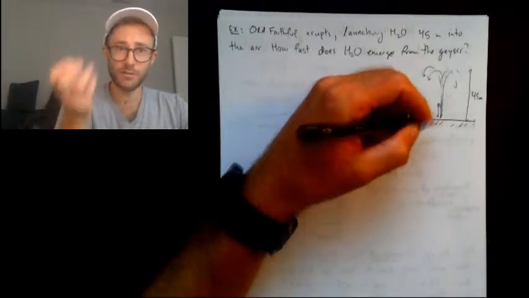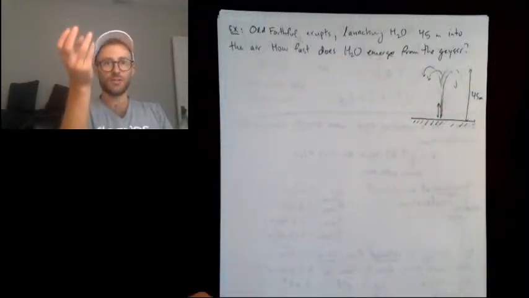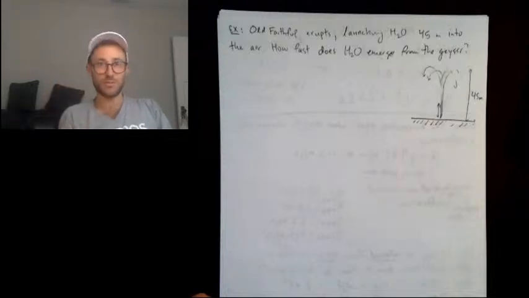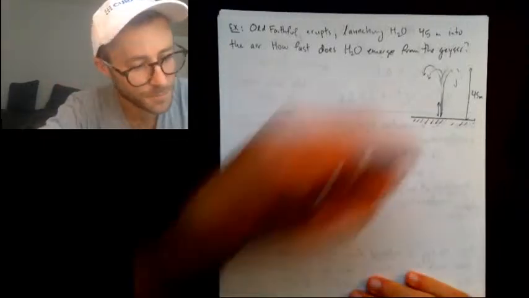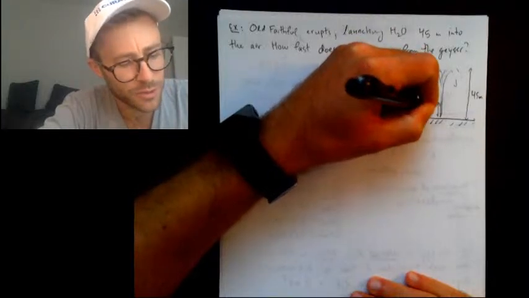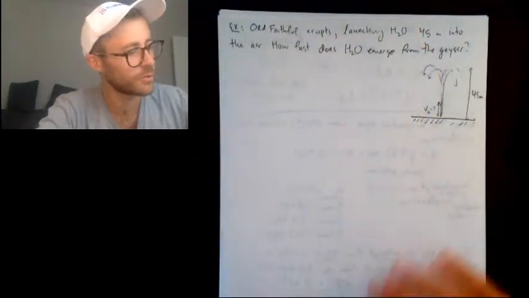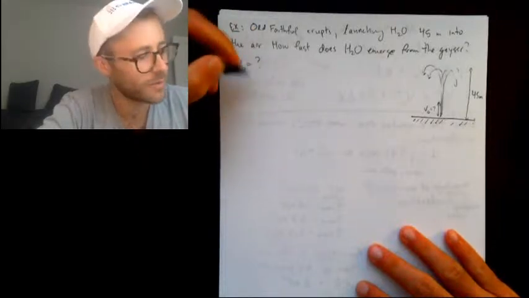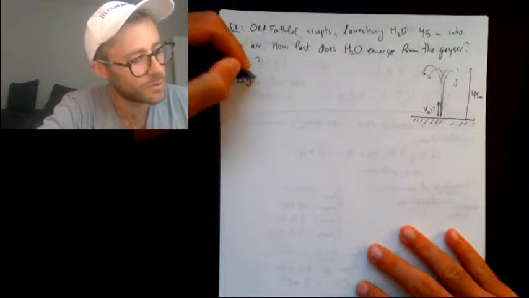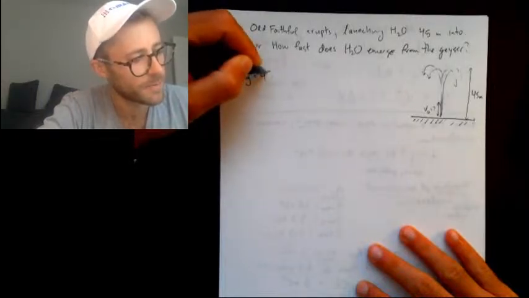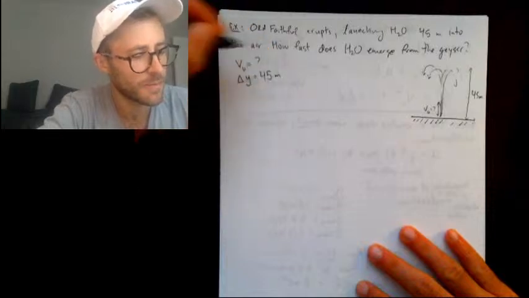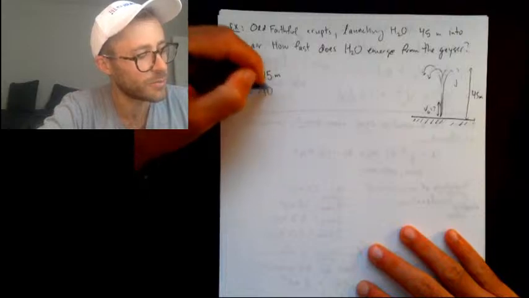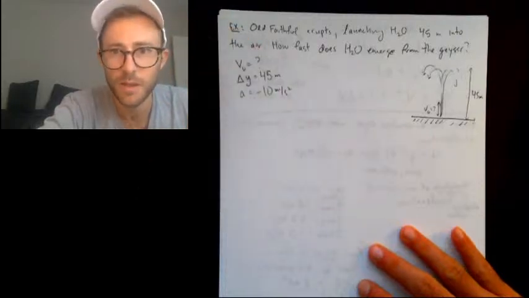Now, of course, immediately after the water emerges, it's going to start to slow down because gravity slows it. Then once it reaches its apex, gravity speeds it back up. So we want to know what is the initial velocity of that stream of water. So we have v initial equals a question mark. We have delta y equals 45 meters. We have the acceleration is equal to -10 meters per second squared because Old Faithful is on Earth.